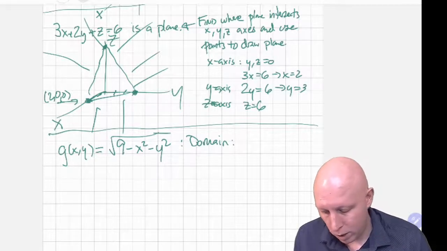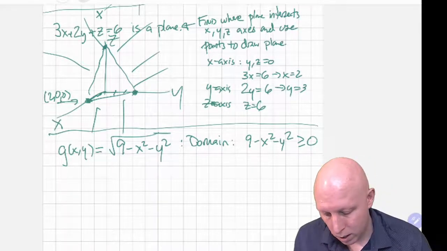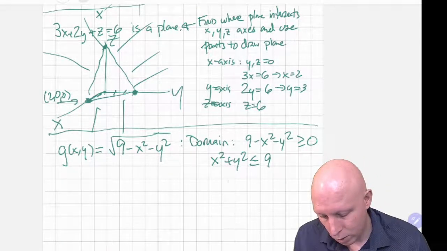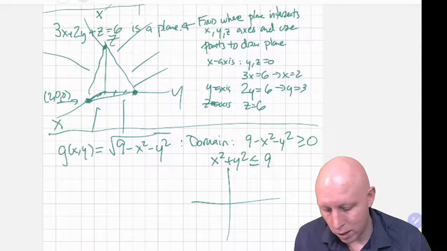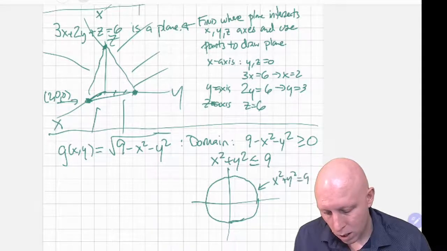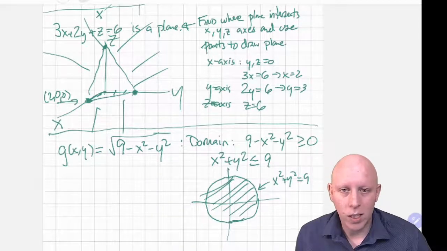The domain, we need that 9 minus x squared minus y squared is greater than or equal to 0. So this says x squared plus y squared is less than or equal to 9. And I hope that when you see x squared plus y squared equals 9, you're thinking, oh, that's a circle. And so x squared plus y squared less than or equal to 9 are points inside this circle.